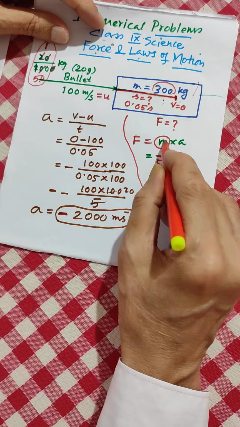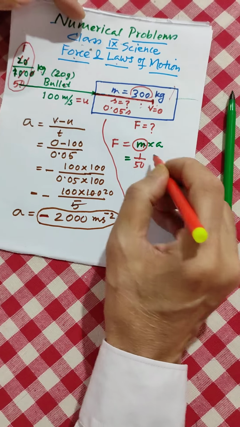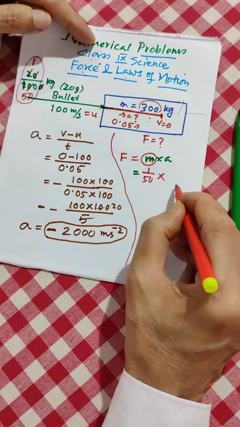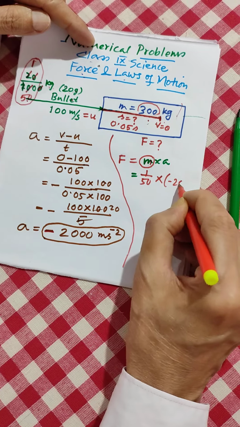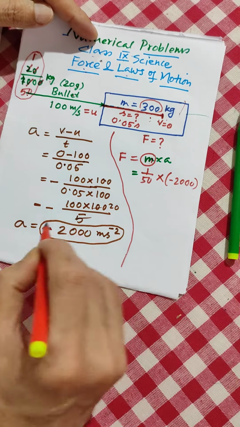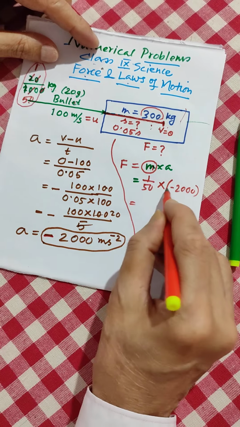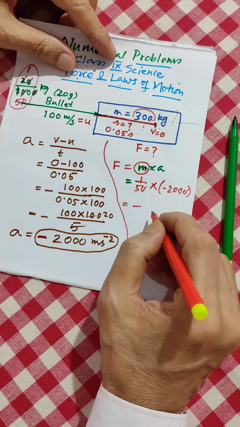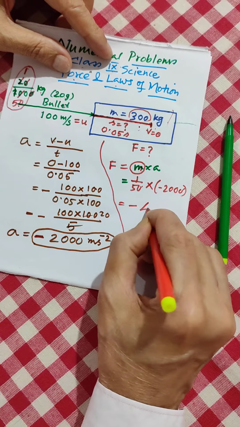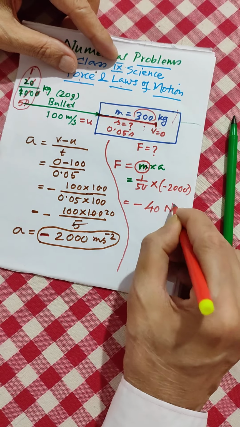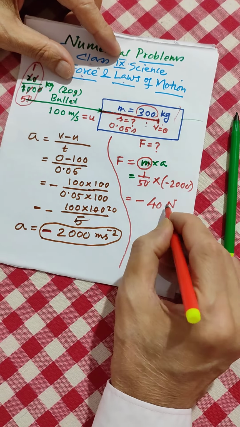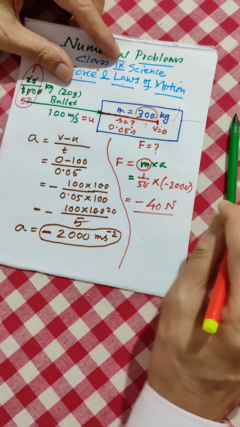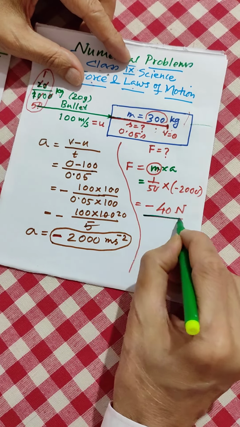Okay. So this is 1 by 50 kg, as we have calculated. A is what? Minus 2000. So it becomes minus here. If you cancel this, finally you get 40. So 40 Newton. The SI unit of force is Newton. So this is the answer.